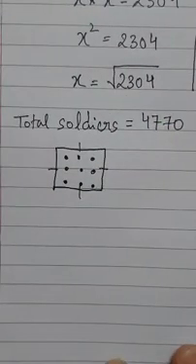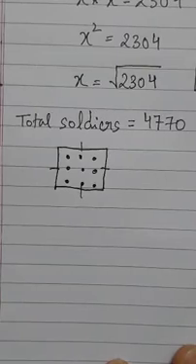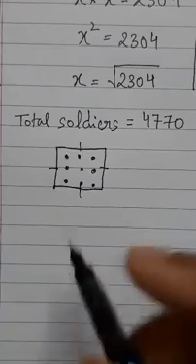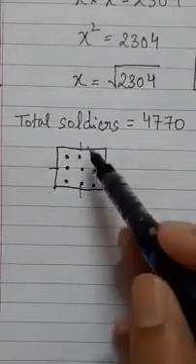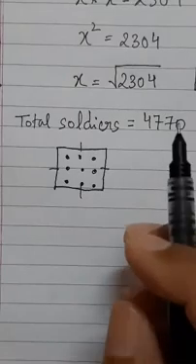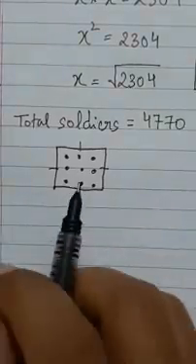Now they are saying after arranging, he finds that 9 soldiers are left out. Find the number of soldiers in each row. That means once he has arranged all the soldiers in the form of a square, 9 soldiers were still left out. So the number of soldiers who are actually standing in the arrangement.